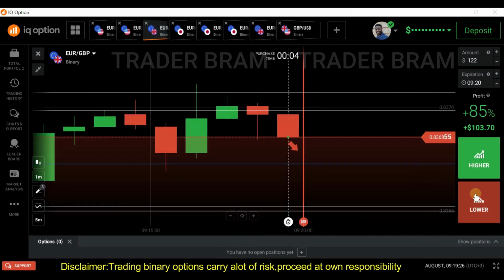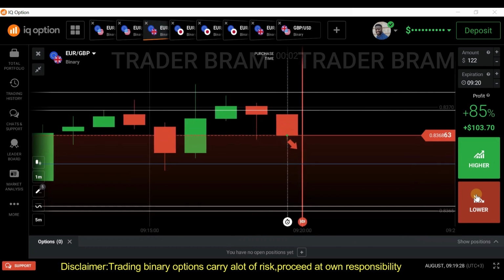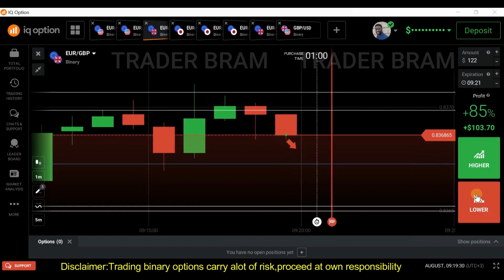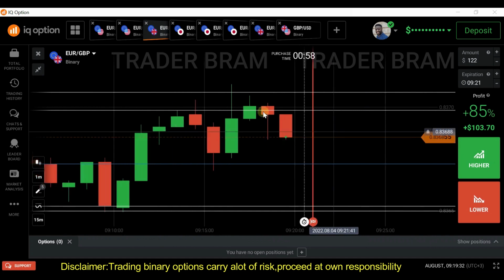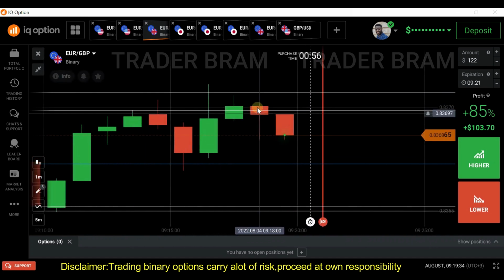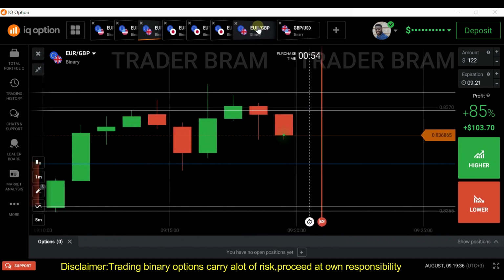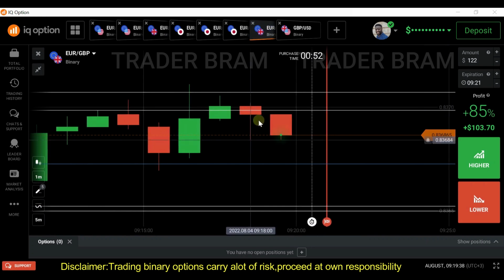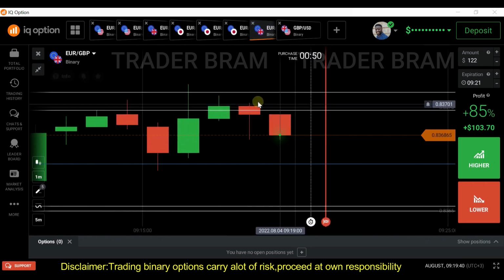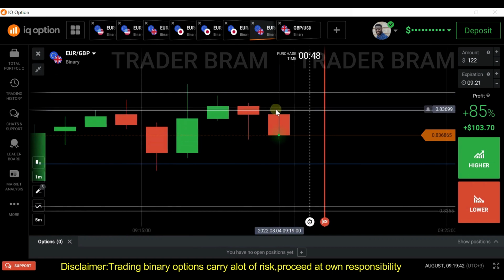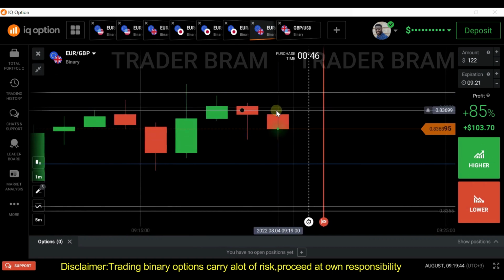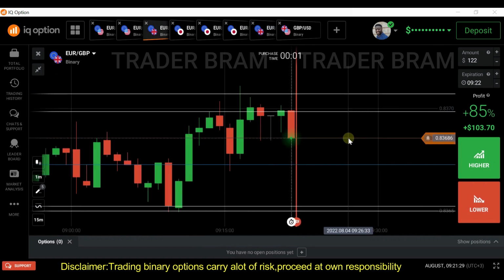So I missed this opportunity. If you can get a higher entry point, you can take my trade, but no, this was a good opportunity because of this hammer pattern on a resistance area. So I think I'll stop trading from here.